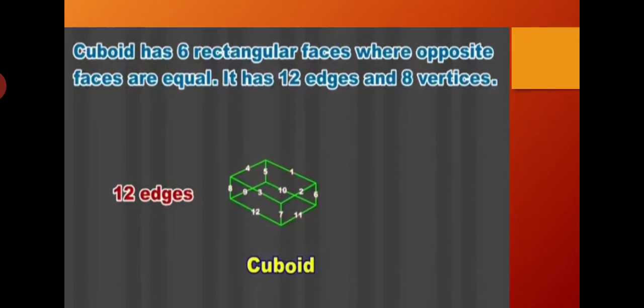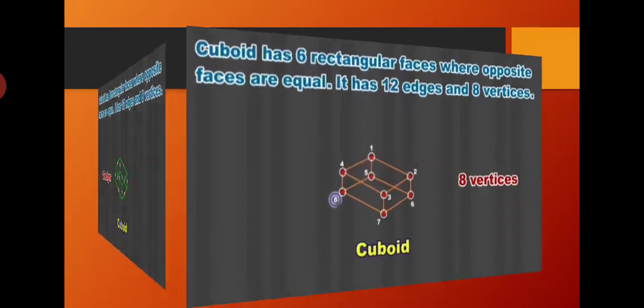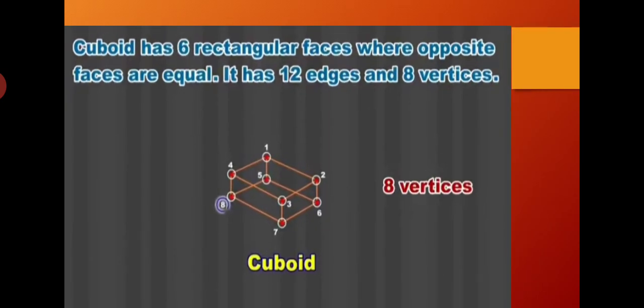Next you can see 12 edges. 1, 2, 3, 4 on the top side, then 5, 6, 7, 8 sidewise, then 9, 10, 11, 12 at the bottom. 12 edges you can see in the cuboid and 8 vertices: 1, 2, 3, 4 on the top side and 5, 6, 7, 8 at the bottom side. So a cuboid has 6 rectangular faces where opposite faces are equal. It has 12 edges and 8 vertices. Clear? I hope it is very clear to you.